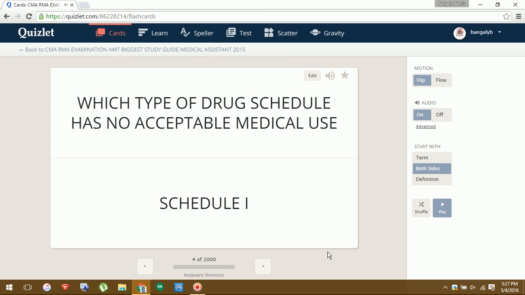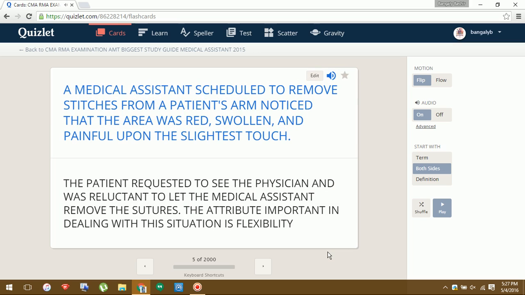Schedule I. A medical assistant scheduled to remove stitches from a patient's arm noticed that the area was red, swollen, and painful upon the slightest touch. The patient requested to see the physician and was reluctant to let the medical assistant remove the sutures. The attribute important in dealing with this situation is flexibility.